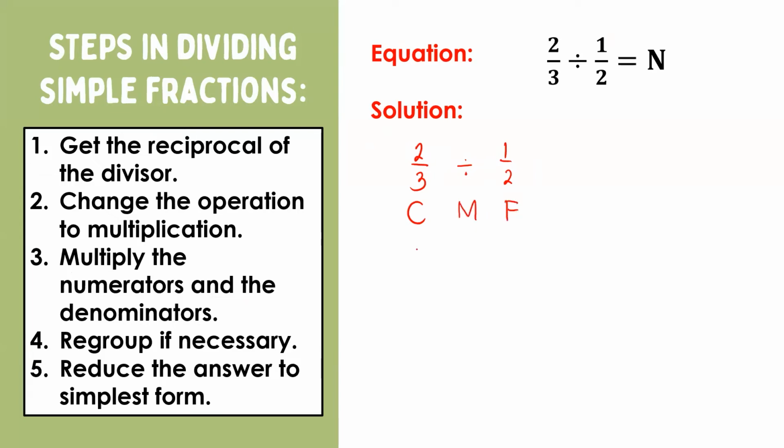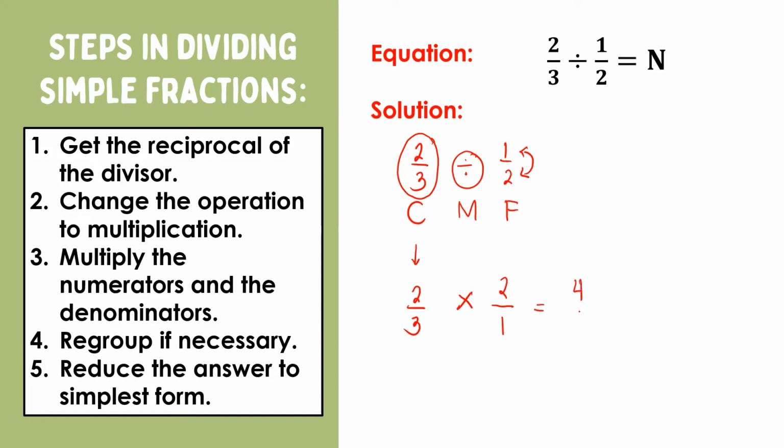C is for copy the dividend. Now, recall that dividend is the number being divided, or in the division sentence, it is the first number. So, let's copy 2/3. Next, we have M, which means we change division to multiplication. And finally, F means flip the divisor to get the reciprocal. The reciprocal of 1/2 is 2/1. Now, we have 2/3 times 2/1.